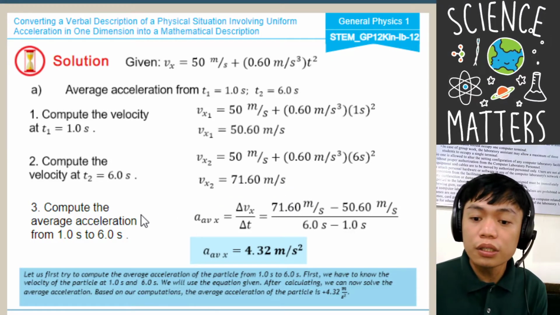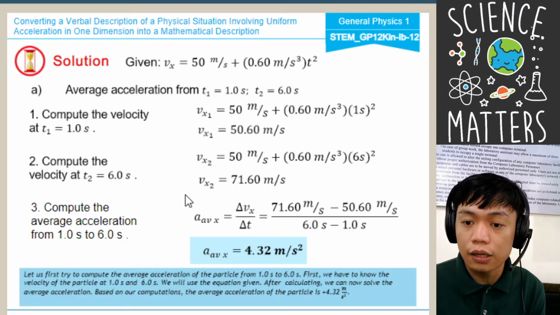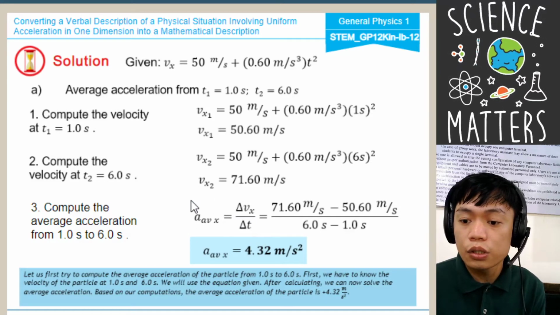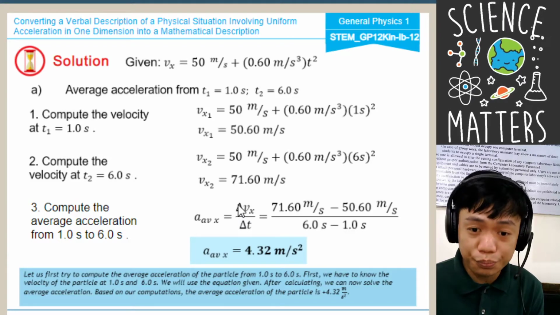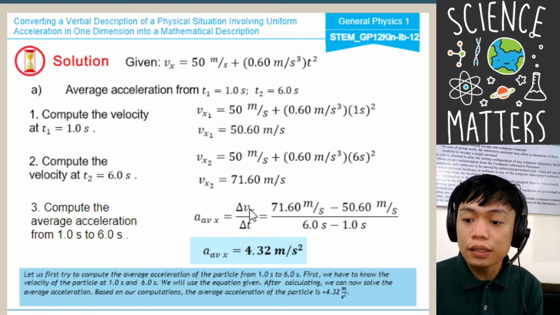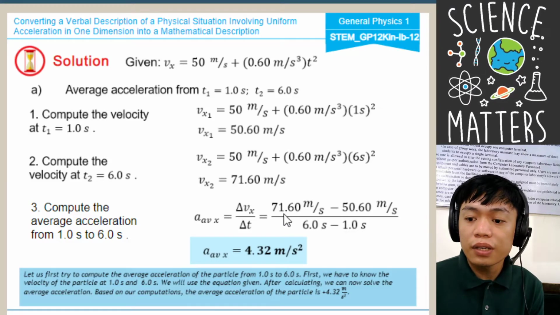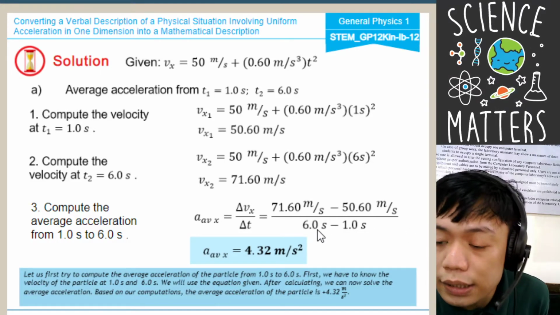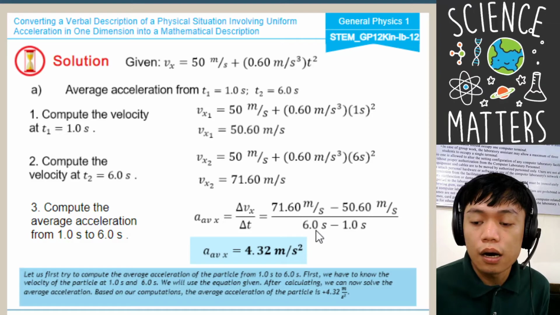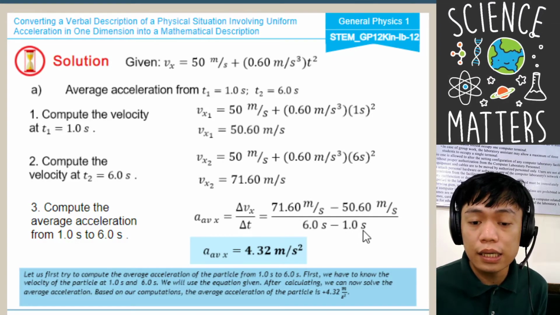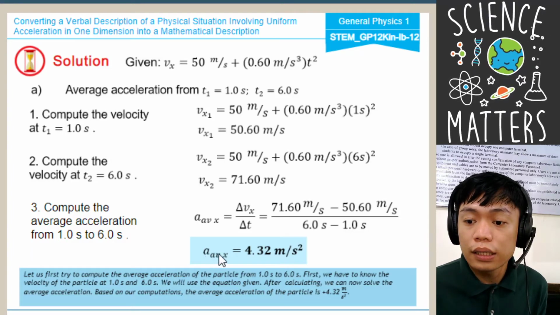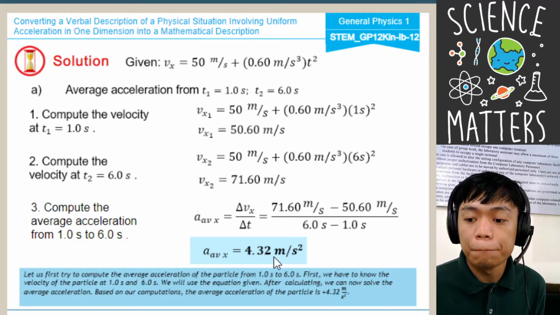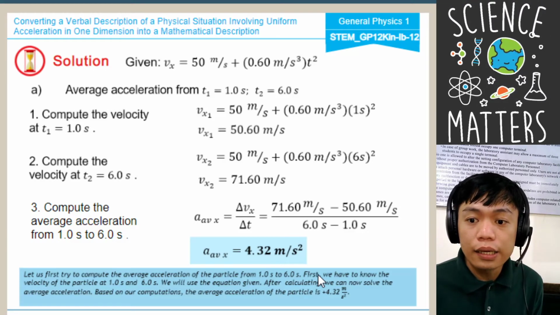Now, to compute the average acceleration of these two quantities, we use the formula given below. The average acceleration is 71.60 meter per second minus 50.60 meter per second, divided by 6, the final time, minus the initial time. So the acceleration is 4.32 meter per second squared.